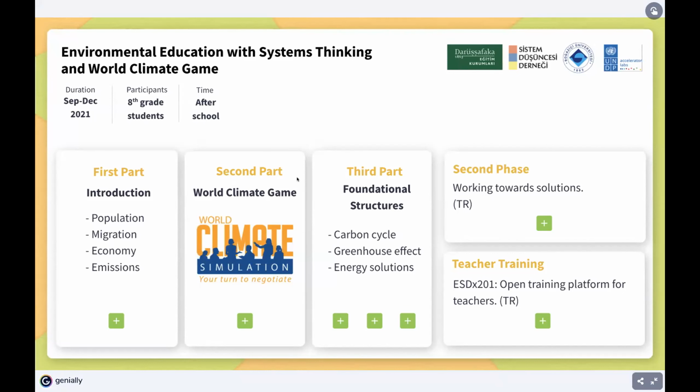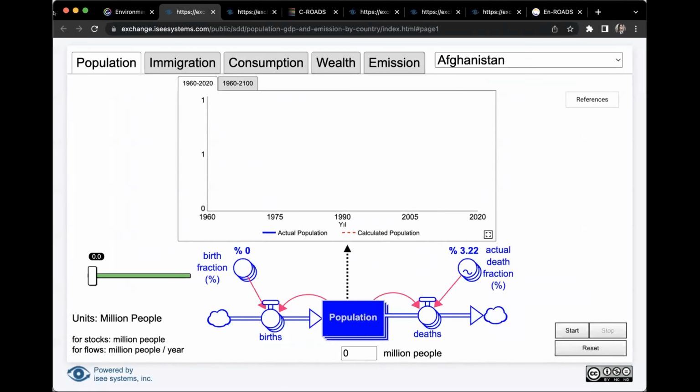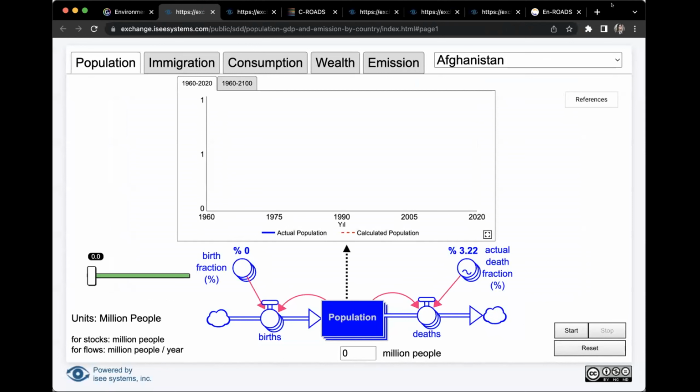So everything was kind of connected to each other, and we wanted to really prepare students for the negotiations here. So we started with explaining to them how population works, how migration works, what the basics of economy are, and what is the relationship between emissions and all the other topics presented here. And I will try to explain it in this one. So it was like 4 weeks of preparation. And each week we tried to cover one topic under these models.